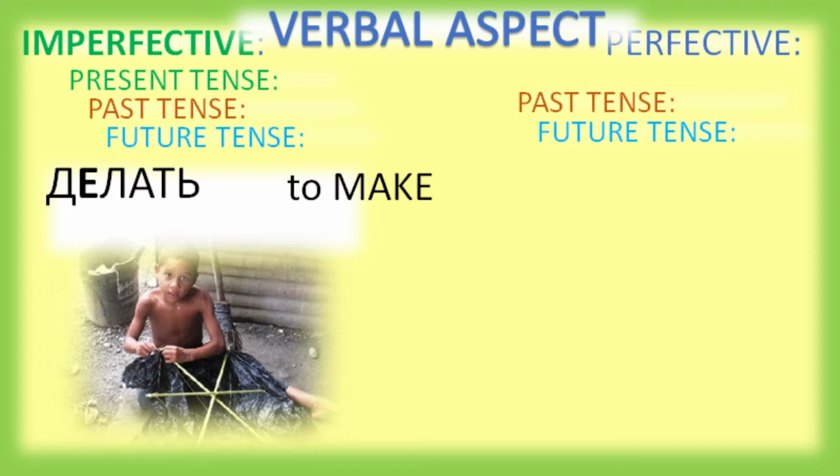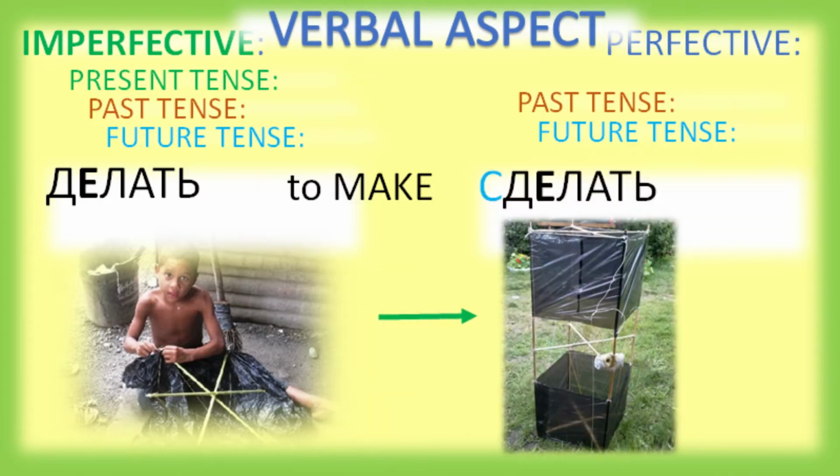To make. Делать. The boy is performing a continuous action of making a kite. Сделать. Indicates that the action is completed. The kite is made.